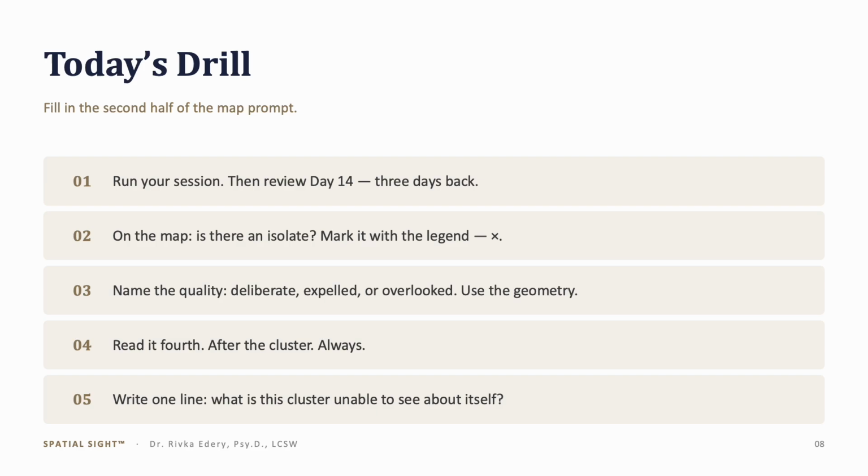Deliberate, expelled, or overlooked, and name it using the geometry, the tightness of the cluster, the width of the void, whether anything drifts into the space between. Not by how the card makes you feel. The card's image is irrelevant to this determination, and you should not have turned it over yet. 4. Read it forth after the cluster, always.